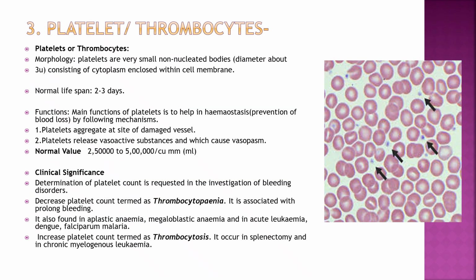The next parameter is total platelet count. Platelets are 2 to 3 micron in size, seen in blood, and normally they are 2.5 to 5 lakh cells per cubic millimeter. Clinically, the platelet count is important for the investigation of bleeding disorders, and if the platelet count is decreased, it is called thrombocytopenia, and it is associated with prolonged bleeding. It is seen in aplastic anemia, megaloblastic anemia, acute leukemia, dengue fever, falciparum malaria. If the platelet count is increased, it is called thrombocytosis, and it is seen mainly in splenectomy patients, that is removal of the spleen, and in chronic myelogenous leukemia.